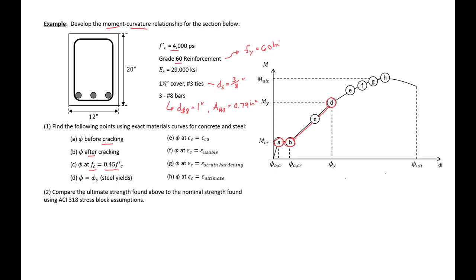And we'll calculate several different points within our nonlinear region using the exact material curves for our concrete and our steel. So this will be a detailed analysis here. And then we'll continue by comparing our detailed analysis and our capacity found using the exact material curves for our ultimate point, and we'll compare this with our nominal strength found using ACI stress block assumptions. So we'll see how our detailed analysis compares with our simplified procedure for nominal.